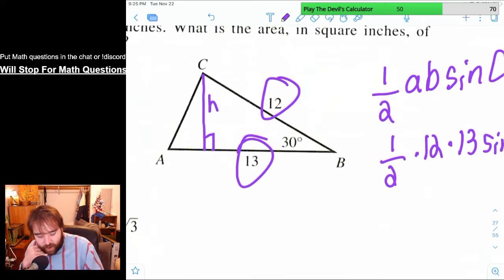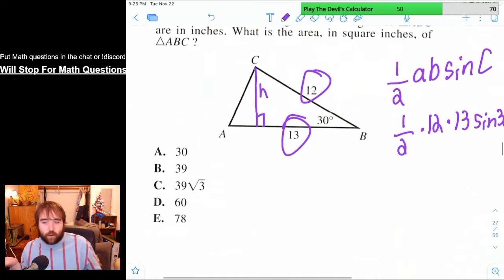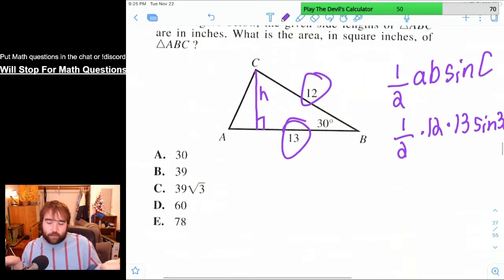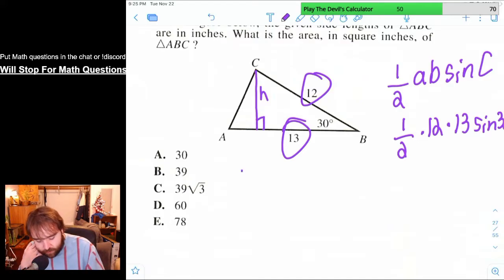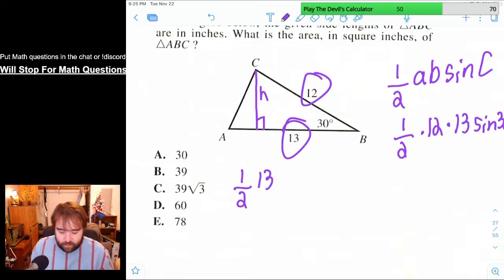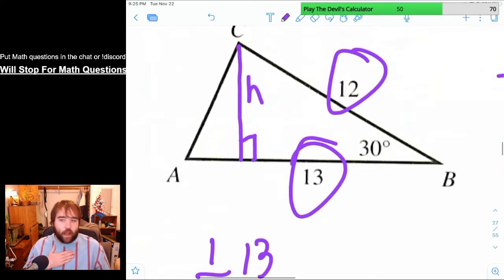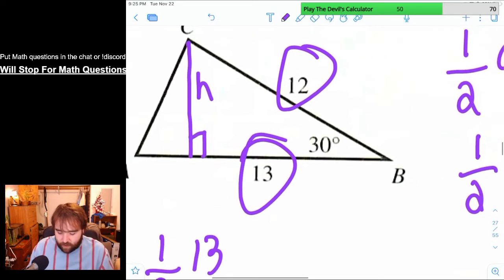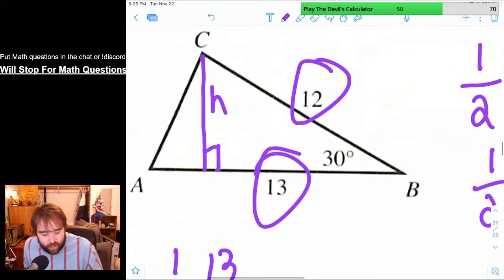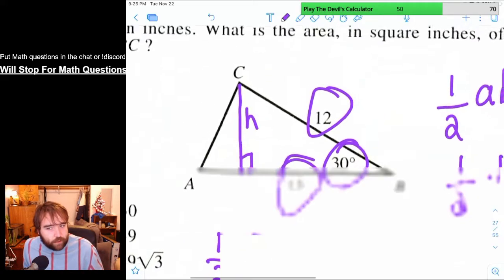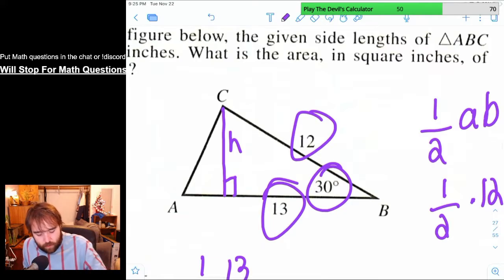Well, you'd want to find the height. Because what's the normal triangle area formula? It's 1/2 base times height. So we know the base is 13. So we'll do 1/2 times 13. We just got to find that height. So how are we going to find the height? Well, we have this angle, so we're going to have to use some trig. So what trig are we going to have to use?